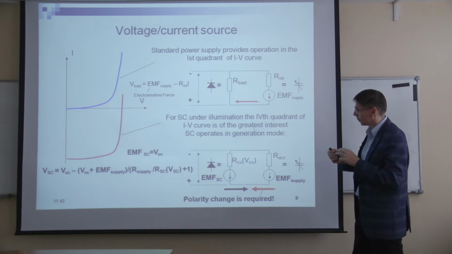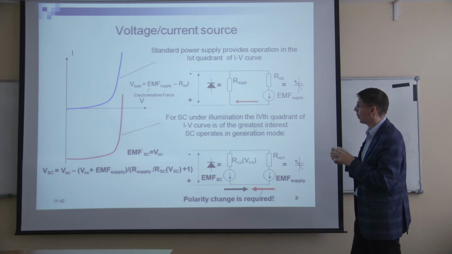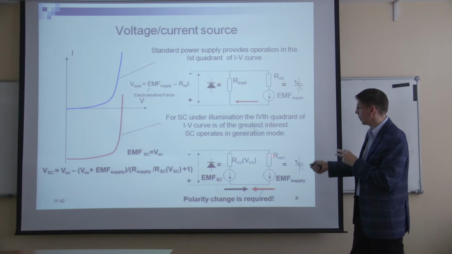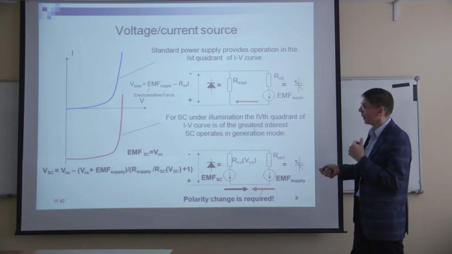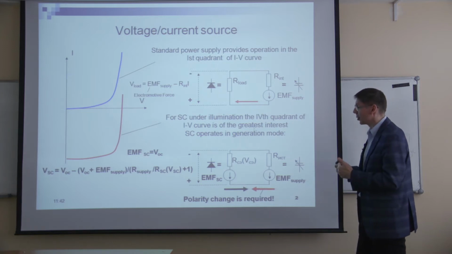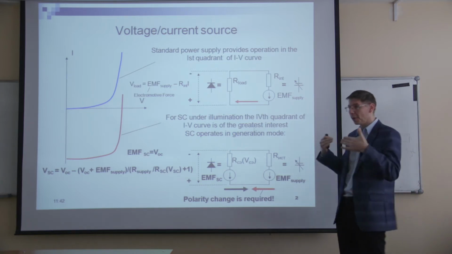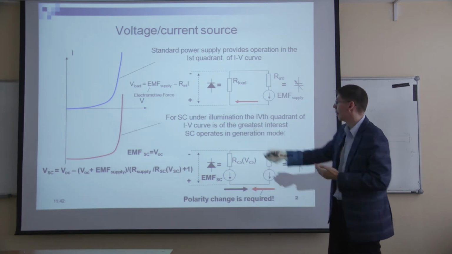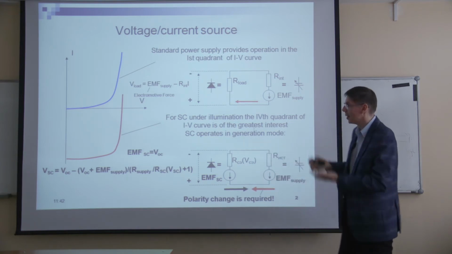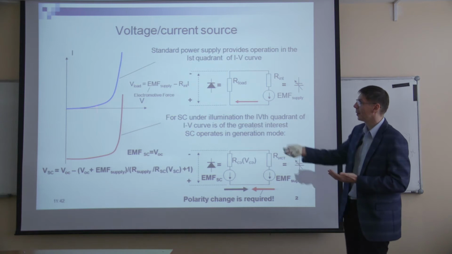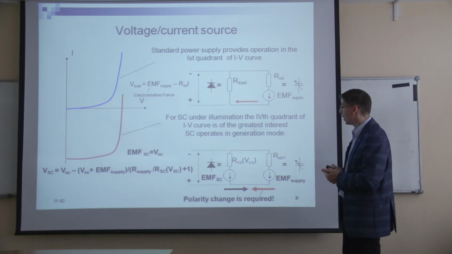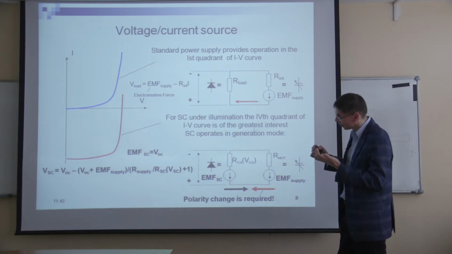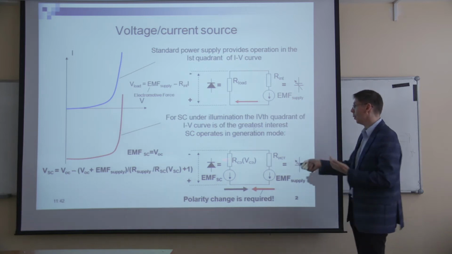For the solar cell, we have one source. For the power supply, it's another one, and the problem is that the current direction is different. We have some kind of contradiction, because for the solar cell at the positive voltage, I mean it's the same voltage, we have a different current direction. So it's a negative current at a direct voltage.